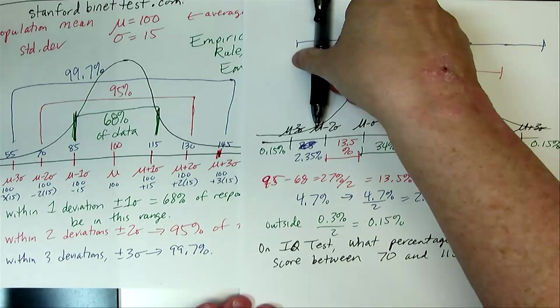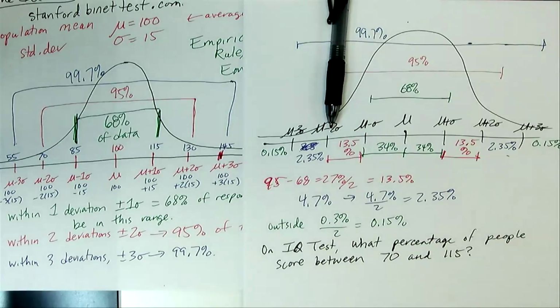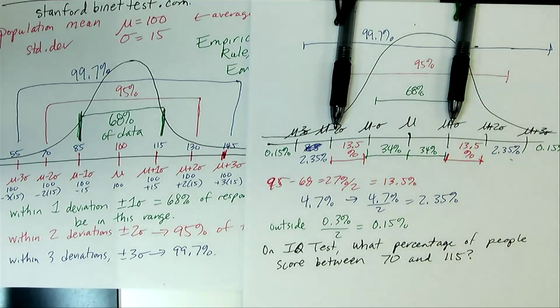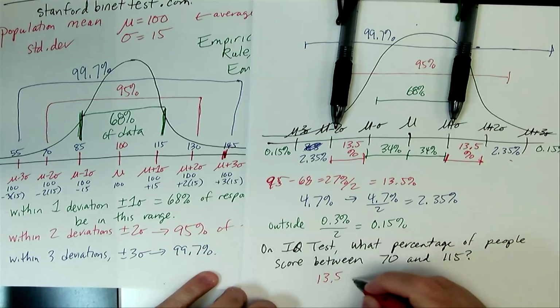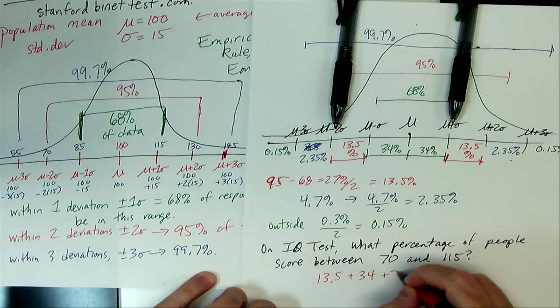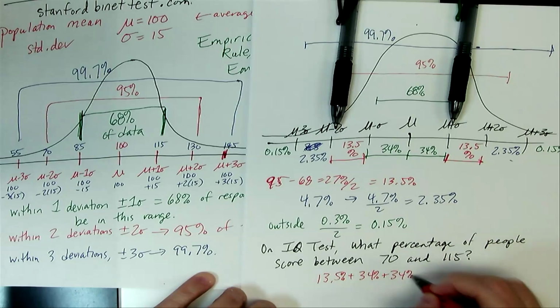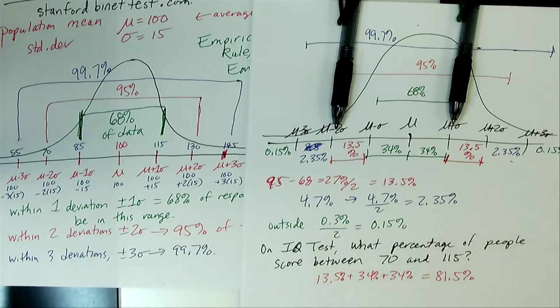70 is at the -2 deviations mark, and 115 is at the +1 deviation mark. So if I look at those values, I've got 13.5 plus 34 plus 34% on each of these. I believe that's 81.5%. I didn't use a calculator there. So it'll ask stuff like that.